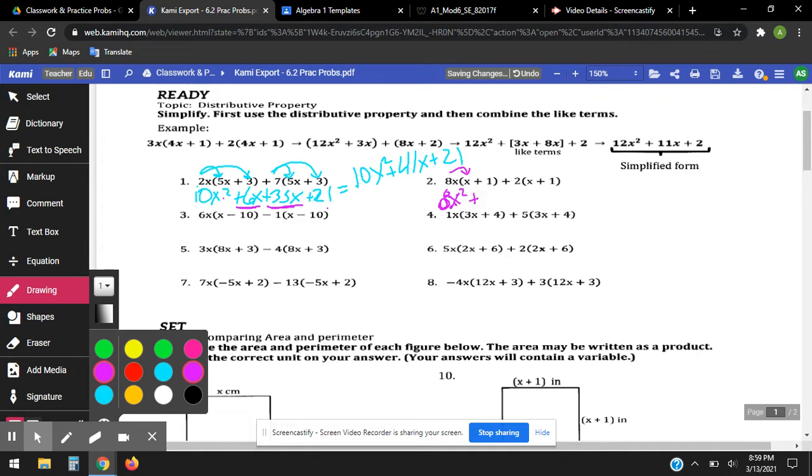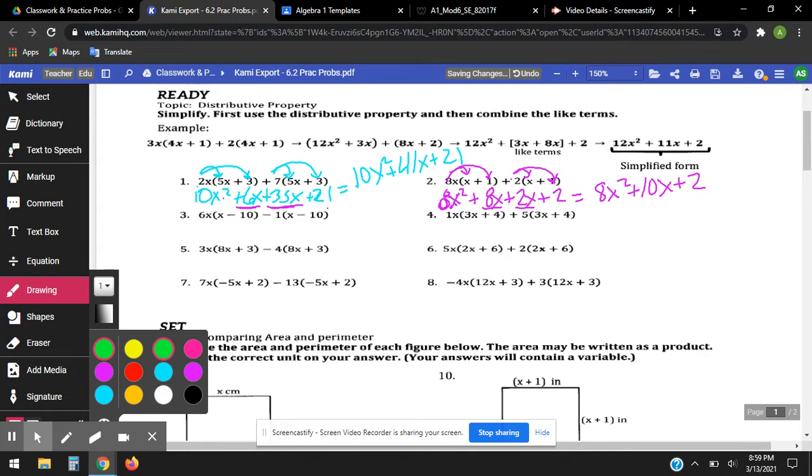Next, number 2, we have 8x squared plus 8x plus 2x plus 2. Again, we can combine those x's, and that equals 8x squared plus 10x plus 2.